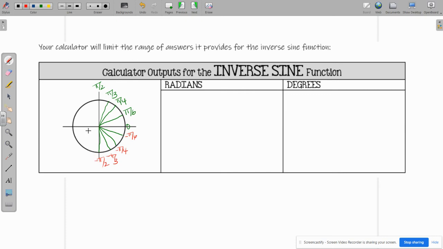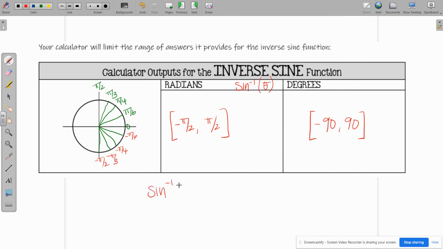So your range of answers in radians for any inverse sine function, so if you type the inverse sine of something, whatever that something is, then you're going to get answers between negative pi over 2 and positive pi over 2 if you're in radians, which we of course know is equivalent to negative 90 degrees to positive 90 degrees.